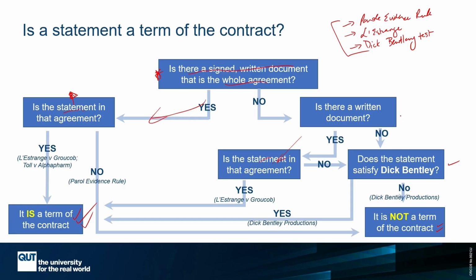And then finally, is there a written document? No. So this means we've got an entirely oral or verbal contract. If we have a verbal contract, then we just apply the Dick Bentley test: time lapse, importance, special skill or knowledge of one of the parties. If it meets Dick Bentley, it's a term of the contract. If it doesn't, it's not a term of the contract.